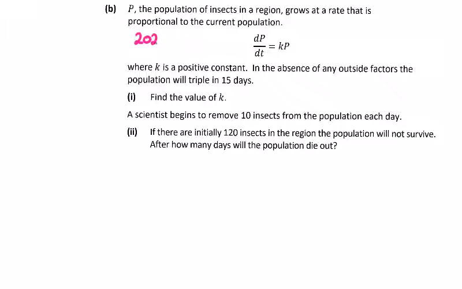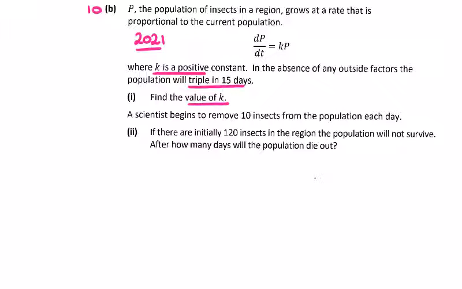Here we have the 2021 question 10b. Population of insects in a region grows at a rate that is proportional to the current population. So we're given dp/dt is equal to k times p, where k is a positive constant. In the absence of any outside factors, the population will triple in 15 days. Find the value of k.